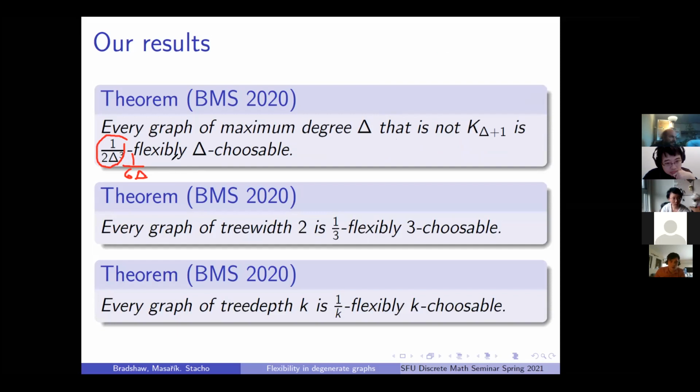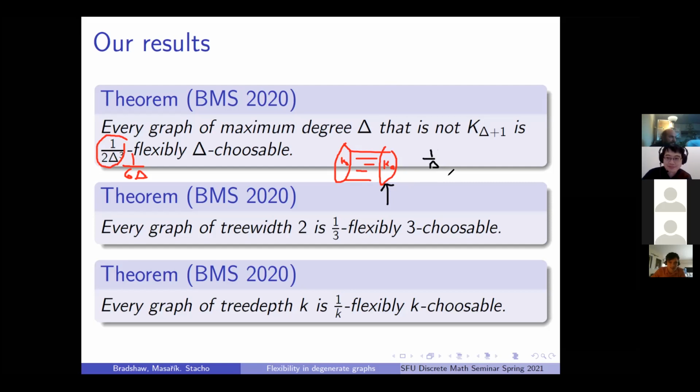We're not sure if the 6 is best possible, but being of the order 1 over delta is best possible because you could consider a graph that's like K delta, joined by a perfect matching. If, for example, you prefer the same color on every vertex of this K delta, then the best fraction that you could hope for would be 1 over delta. So yeah, it's a great question, and that's where we are right now with the constant. Awesome.